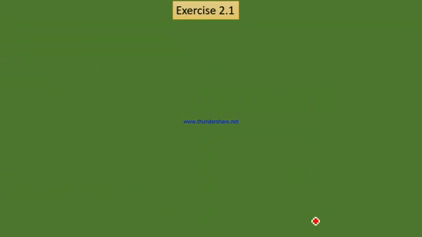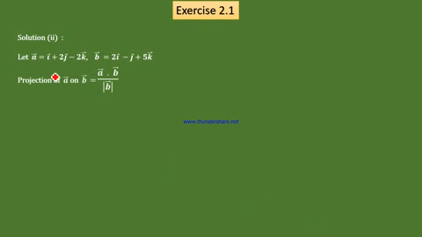Now see the second question. Take A vector and B vector as the values given. Now find the projection of A vector on B vector. The projection of A vector on B vector is A vector dot B vector by modulus of B vector. So here we have some values, so we can find A vector dot B vector straight away. Multiply 1 into 2 is 2, 2 into minus 1 is minus 2, and minus 2 into 5 is minus 10. So finally we will get 2 minus 2 minus 10.